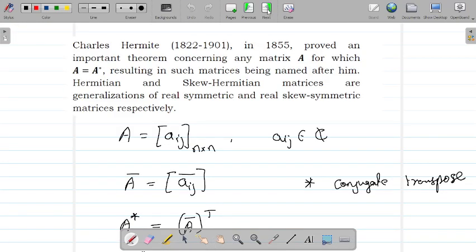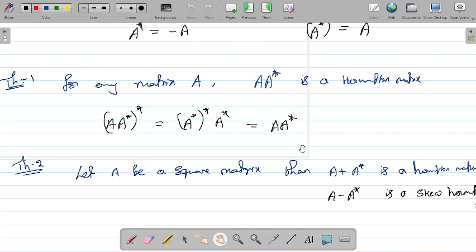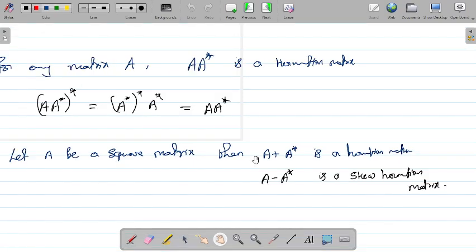So we have seen the introduction to Hermitian matrices, right? We call a matrix Hermitian when its conjugate transpose is the same as A, and skew Hermitian when the conjugate transpose of A is equal to negative of A. We proved some results: for any matrix A, A A star and A star A are always Hermitian matrices. Similarly, for a square matrix A, A plus A star will be Hermitian, whereas A minus A star will be a skew Hermitian matrix.